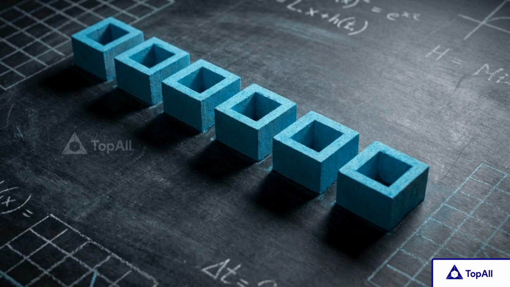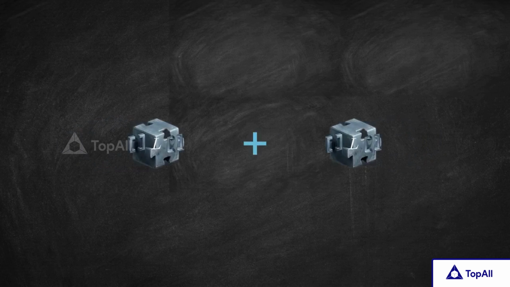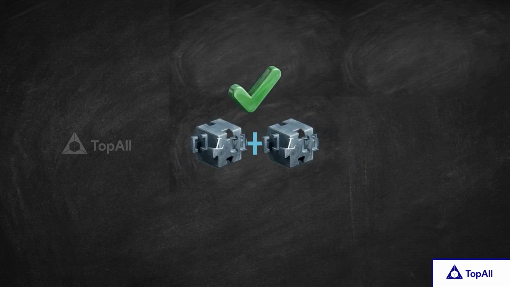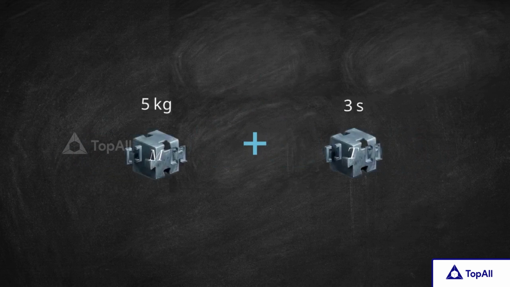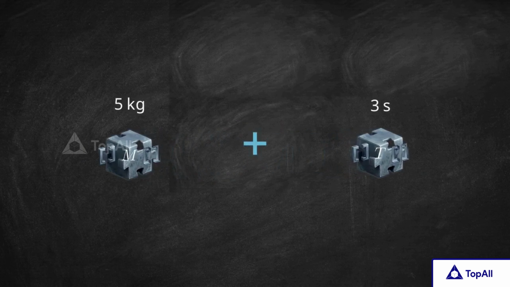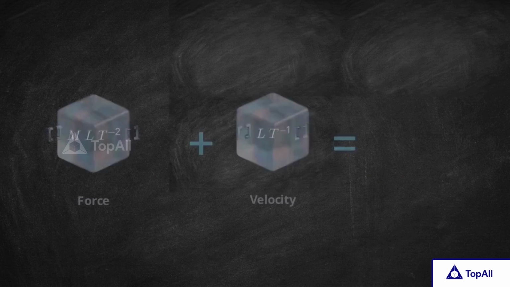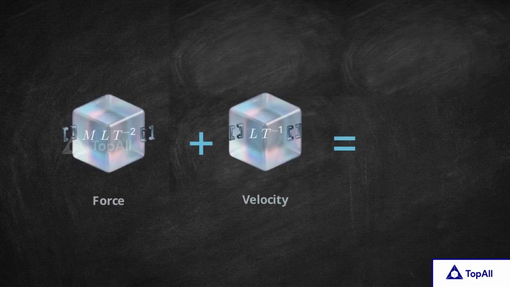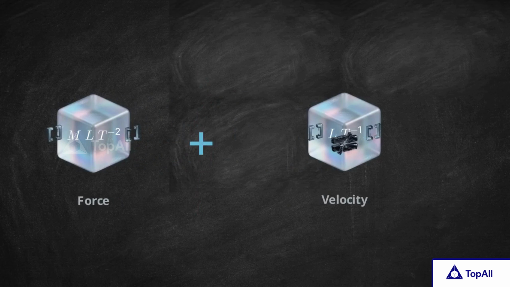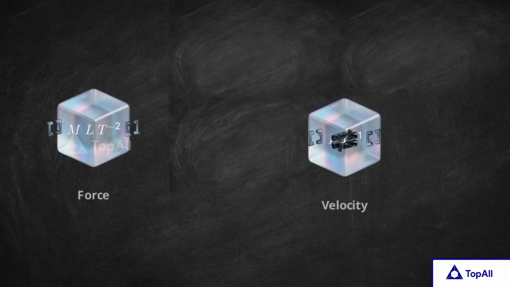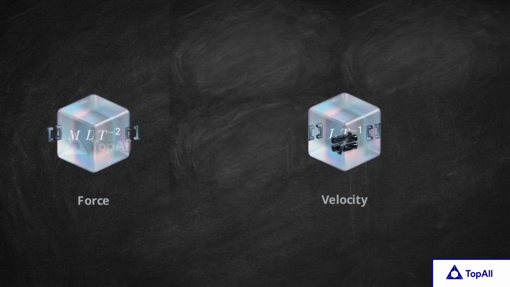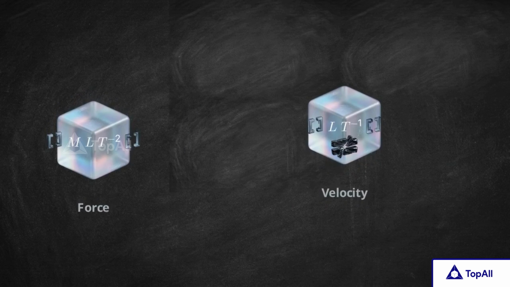This logic gives us a hard rule called the principle of homogeneity of dimensions. It states that you can only add or subtract physical quantities if they share the exact same dimensions. You can't add 5 kilograms to 3 seconds. It makes no physical sense. Try to add a force to a velocity, and the math literally rejects it. The dimensions are incompatible. They physically repel one another in an equation.